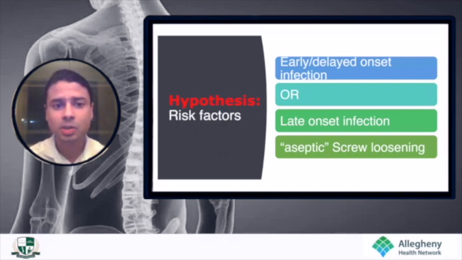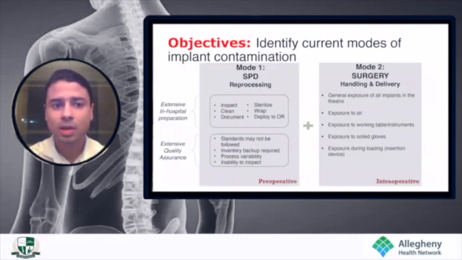This late response could be in the form of late onset infection, or it could be in the form of aseptic screw loosening and pseudoarthrosis. This begs the question, where does the risk of deep infection originate from? Of course, implants are the only accessory that is inserted deep into the bone and remains in the body. However, till date, we have assumed that the implants are sterile, but are they really?